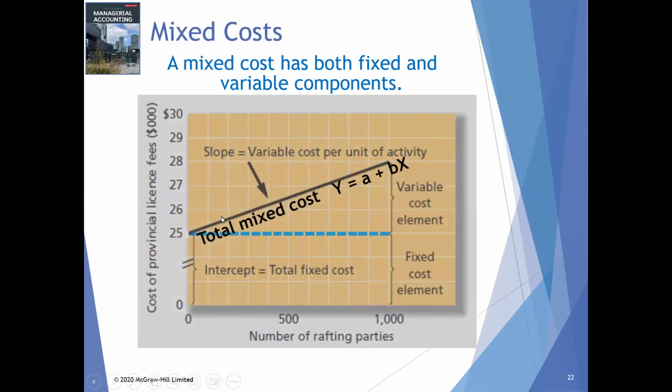Now look at this. Total mixed cost is equal to y is equal to a plus bx. So this is what I have explained, right? Here this is the slope, variable cost per unit of activity, and this is the fixed cost. So this is the part a, and there will be bx.